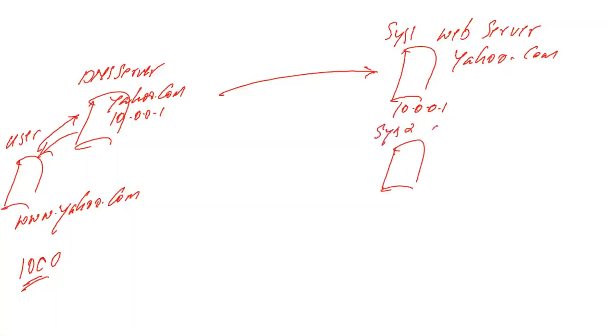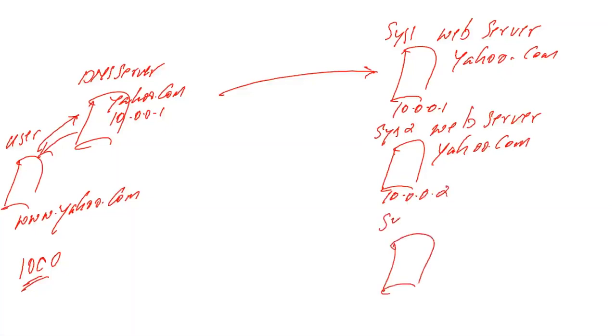So we are hosting one more web server here on the System 2 server, and I'm hosting the same website, yahoo.com. The IP of this web server is 10.0.0.2. Now I'm hosting one more web server here, System 3, and the website name is the same. I'm hosting the same website here, yahoo.com, and the IP of this server is 10.0.0.4. So now tell me, how many web servers do we have? For the yahoo.com website, we have three web servers, okay?